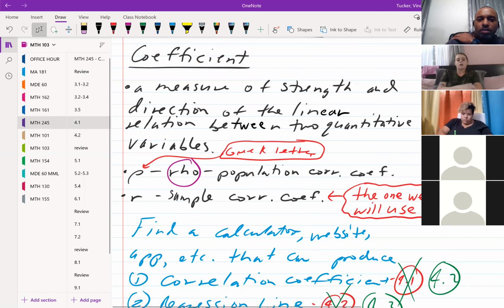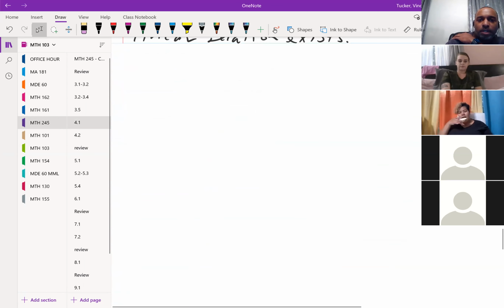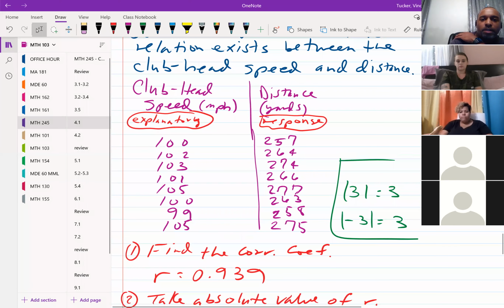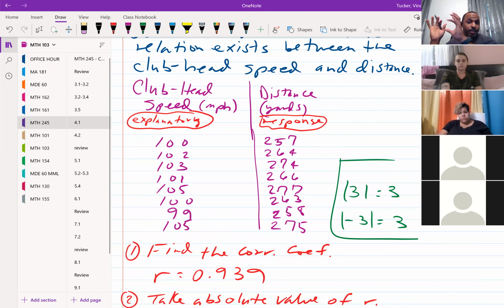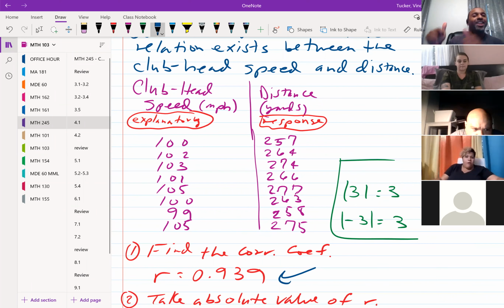So if I'm not mistaken, we had this group of information right here. And I went to easycalculation.com, put those data values in, and we got that value. So we did do that here? We did. Okay, all right.